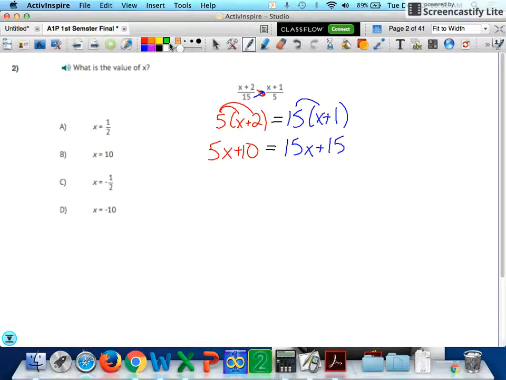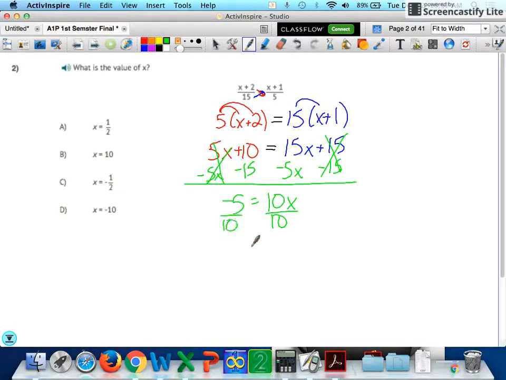Now I'm just ready to solve this equation. I would subtract 5x from both sides. That's just because I know this is going to stay positive. While doing that, I'm also going to subtract 15 from both sides. Okay? When I do that, these are going to cancel, and these are going to cancel. That way I've got all my x's on one side and all my regular numbers on the other. Negative 5 equals a positive 10x. Divide by 10, divide by 10. And that means x equals a negative 1/2 because those cancel. Okay? So it should have been option C.